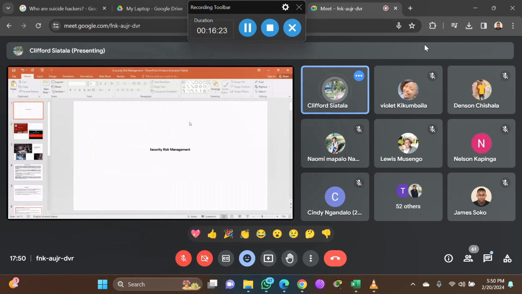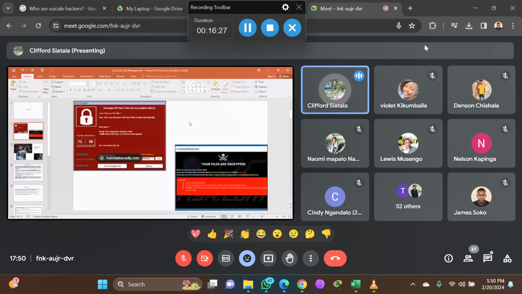So that's why security risk management is very important. So you find situations like this. We would be sitting behind the desk talking to you guys. We have experienced a situation where certain computers have been hacked and the screens looked like this.